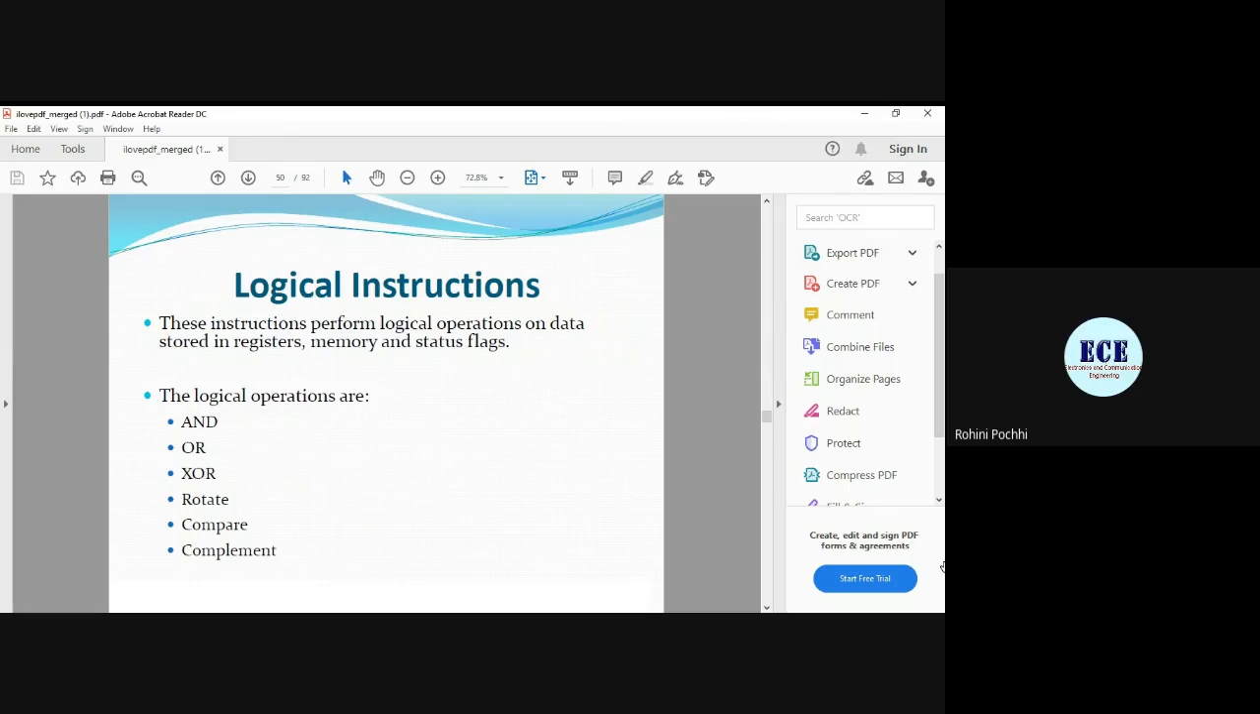Now third one is logical instruction. This instruction performs logical operation on data stored in the register, memory and the state flag. As we already have seen, such type of instruction we use while performing any operation in our digital circuits, like ANDing, ORing, XORing, rotating any data, comparing and complementing any data.